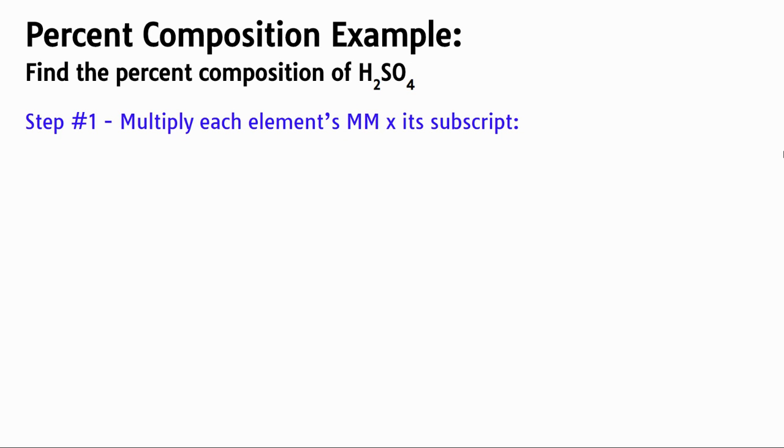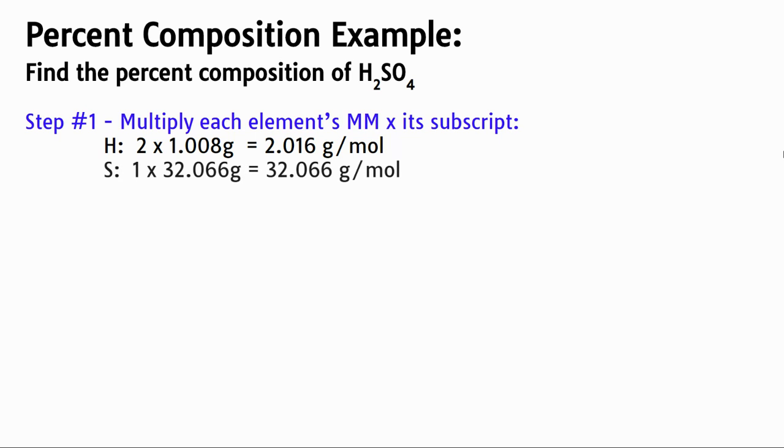First step we would do is to multiply each element's molar mass by its subscript. So this is very similar to what we've done before. So we would say, well, we'll have two hydrogens, then we'd multiply it by its molar mass, which is 1.008 grams, and then we'd get 2 grams per mole, basically.